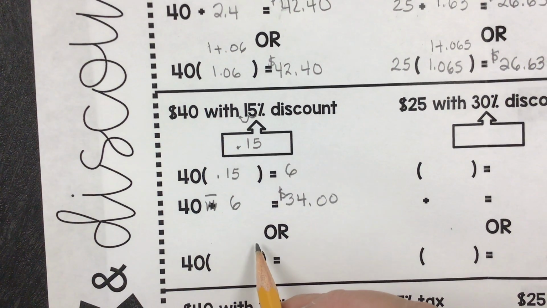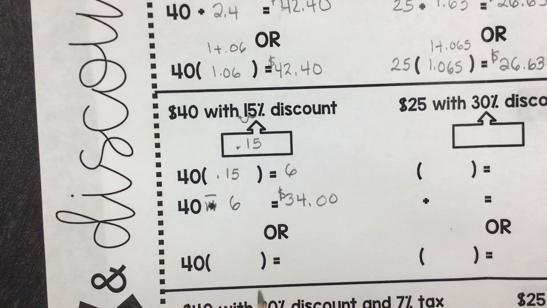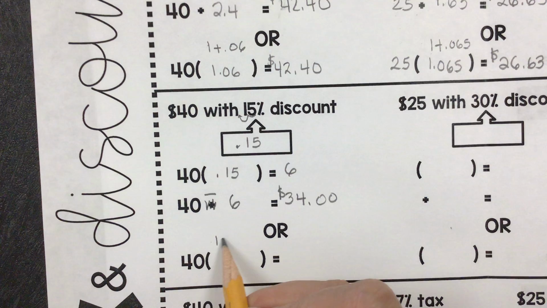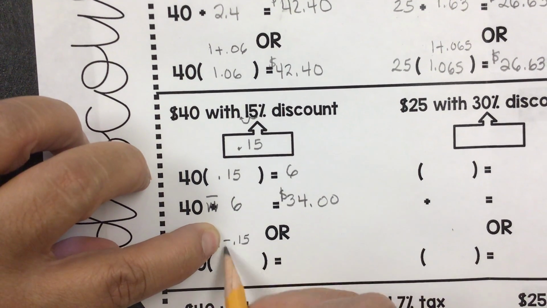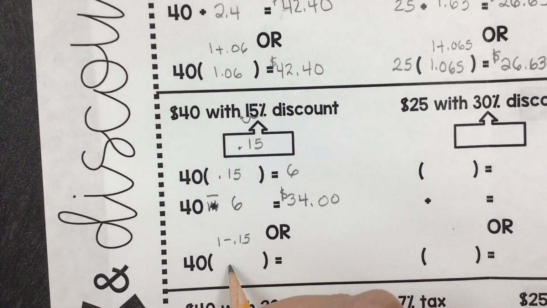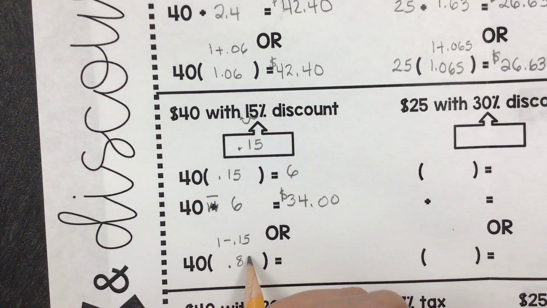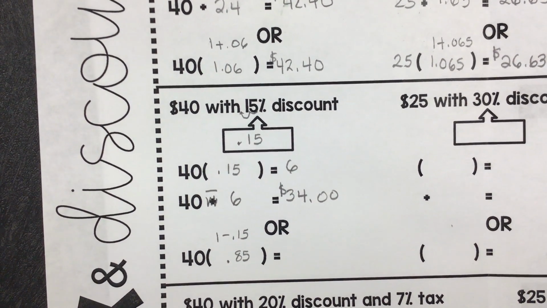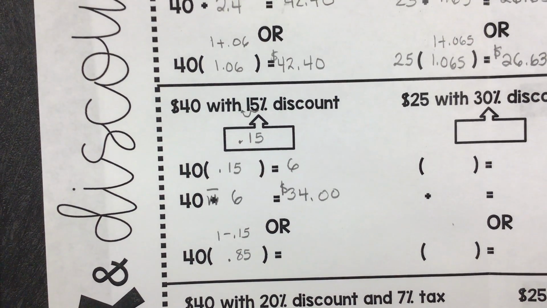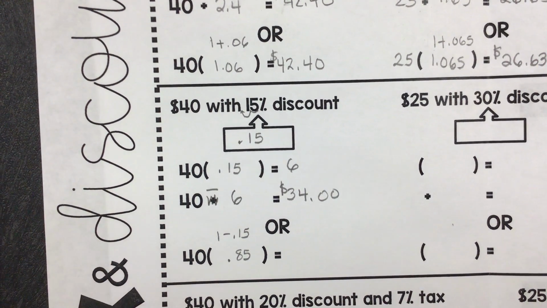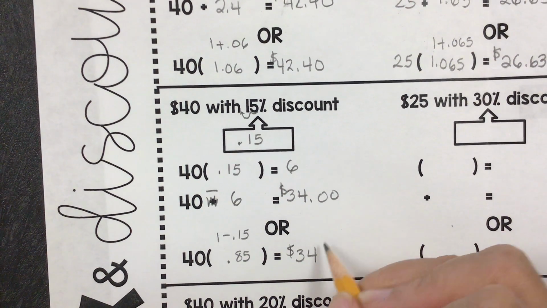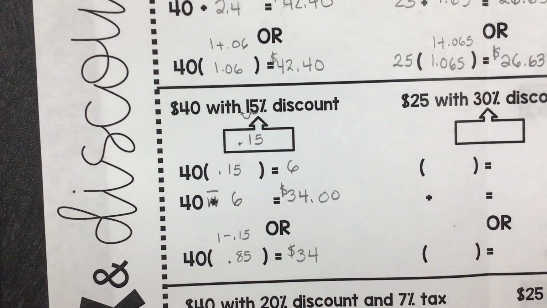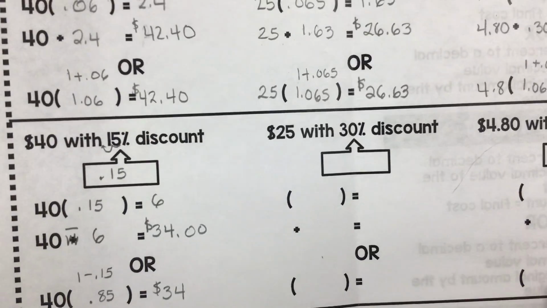On the discount, instead of adding this, we're going to subtract it. We're going to say 1 minus 0.15, because we have to take away the discount amount. That means that you're going to be left with 85% that you have to pay. So 40 times 0.85 is equal to the $34. So remember, either way, when there's no cents, you could write it this way.